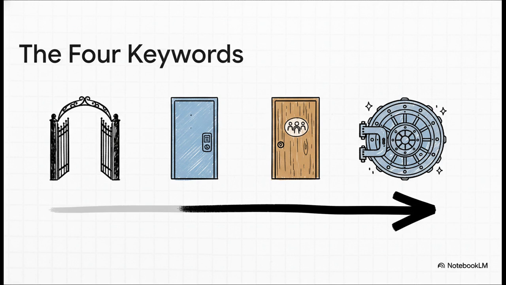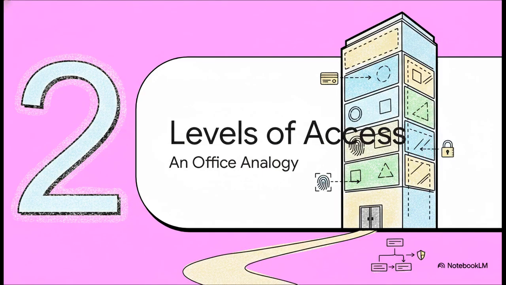We're going to break down what every single one of these does, starting from the most wide open to the most locked down. And to make this super clear, we're going to use a simple analogy for this whole next section. Just think of your code as a big company office building. Each of these access specifiers is like a different security zone inside that building.